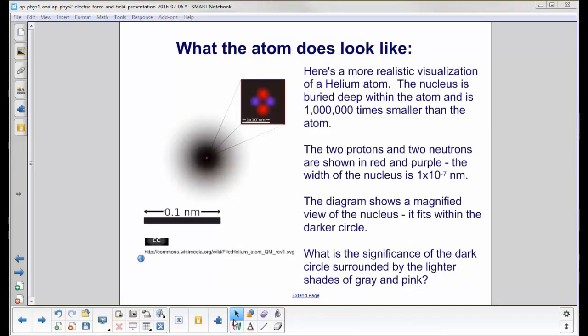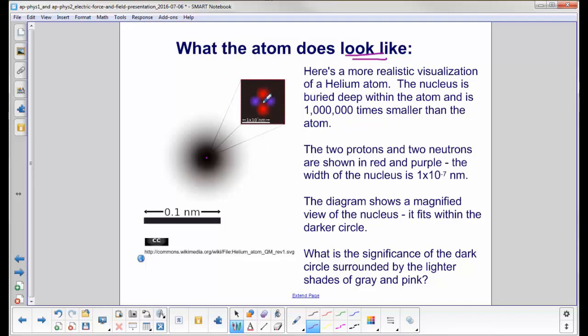Here is a more realistic visualization of a helium atom. Now, I say here's what the atom looks like, but in reality, we can't see an atom. There's many reasons for that. Its tiny size, the wavelength of light, etc. But you can't see it. You can't take a picture of it. So we do visualizations, and we try to make them accurately portray what's going on.